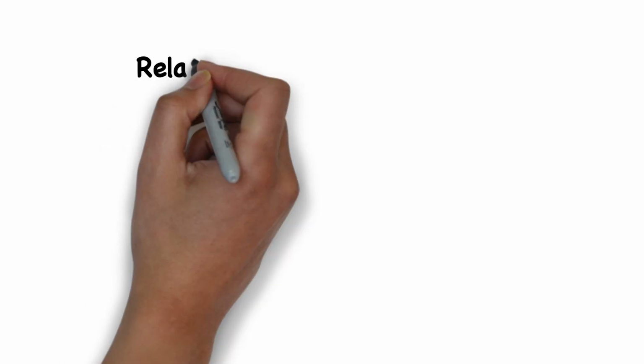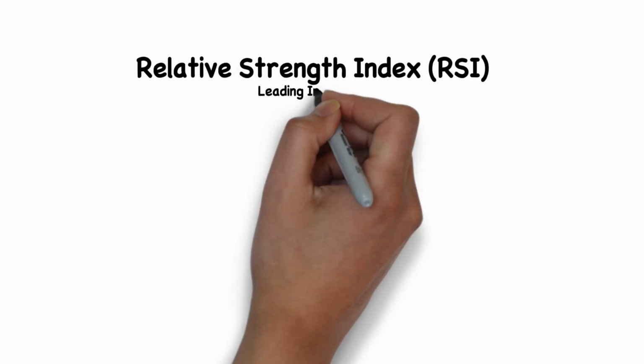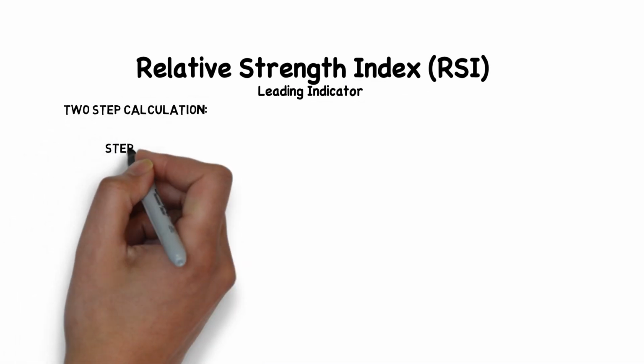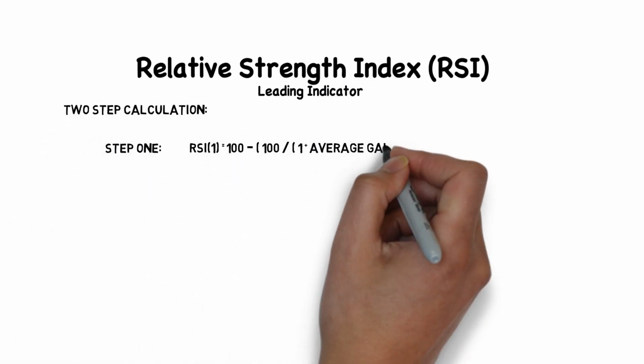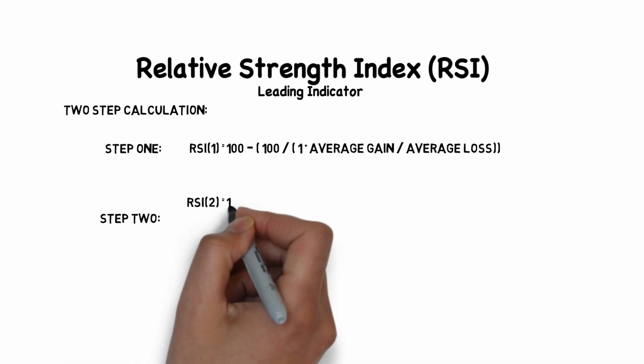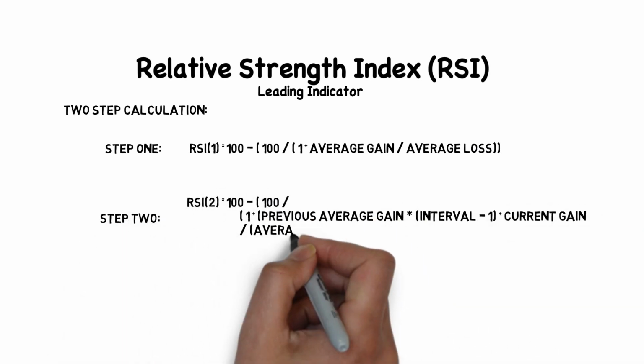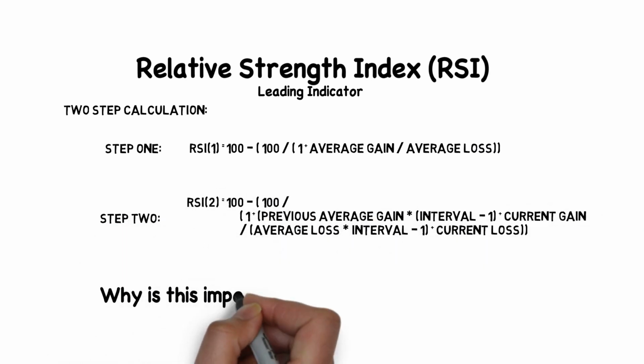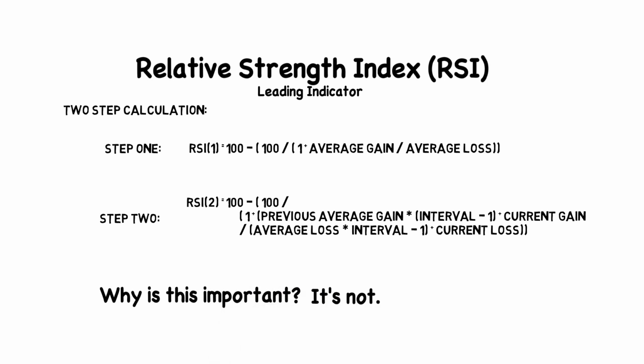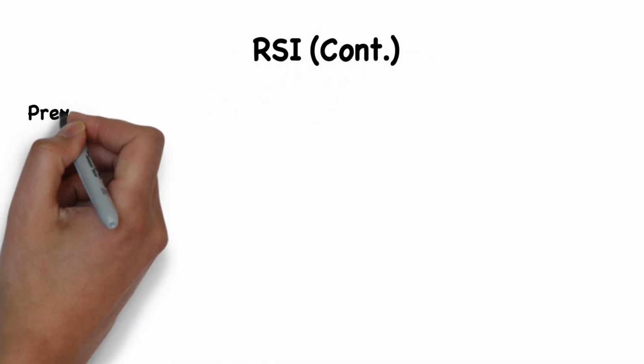So let's go over a couple example indicators, starting with the Relative Strength Index, which is a leading indicator. Now it's calculated in two steps, and they are both very confusing and very long steps, and you can see them at the blackboard. So why is this important? Well, it's not at all. So let's just go over what we need to know to trade with the RSI.